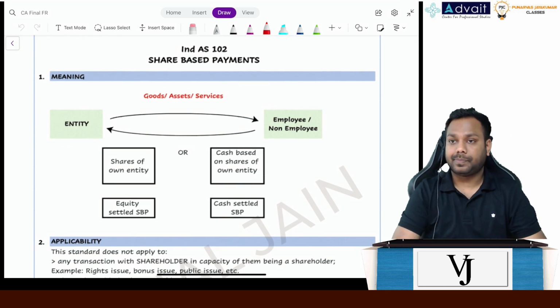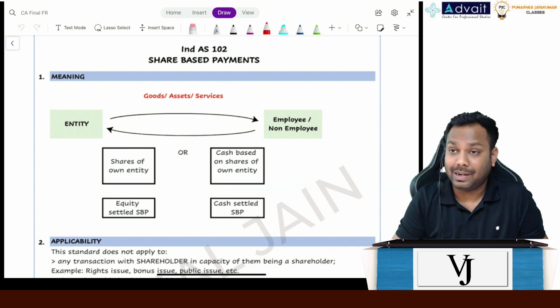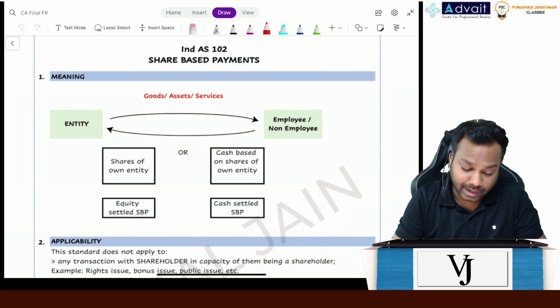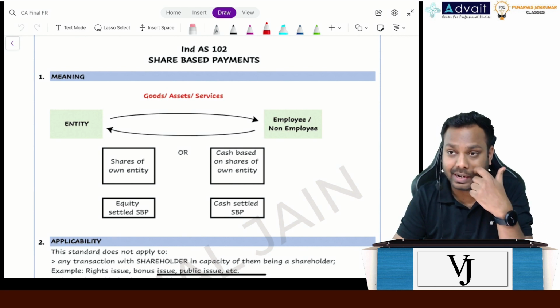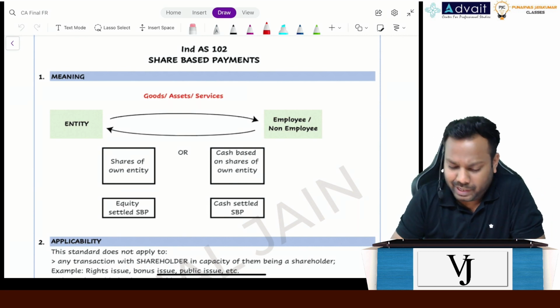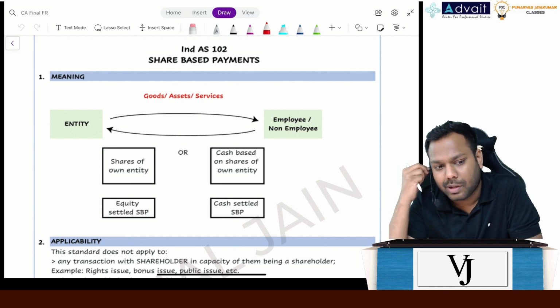Welcome back, guys. Before the break, we were studying leases. Now we're starting a new standard called share-based payment, which is governed under Ind AS 102. Before we start, let's understand what exactly share-based payments are.